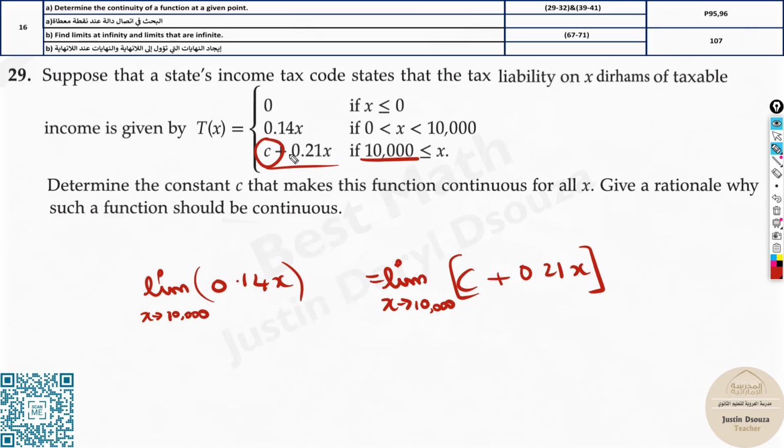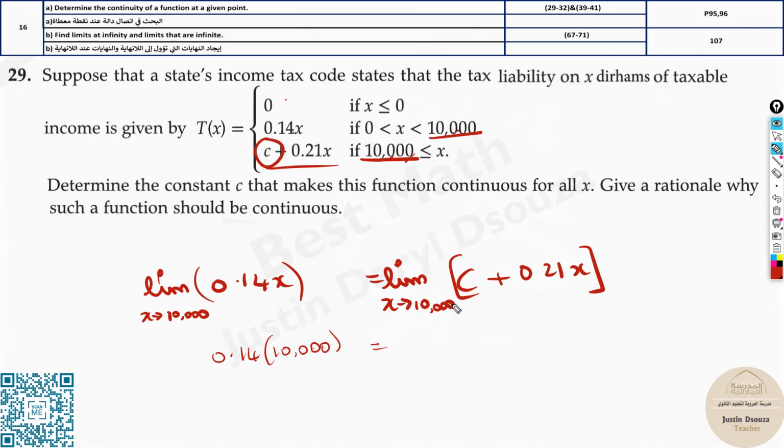These both equations aren't equal, but because they have told us the function is continuous for all x values, the limit of this and this will be equal. Which is the corresponding limit? If it's 10,000, 10,000. If you're taking equations 1 and 2, you should take the limit x value of 0 and 0. Now let's solve this. So all you do is substitute the limit over here. Let me just write it out over here, 0.14. What is the x value? It's 10,000 multiplied with 10,000.